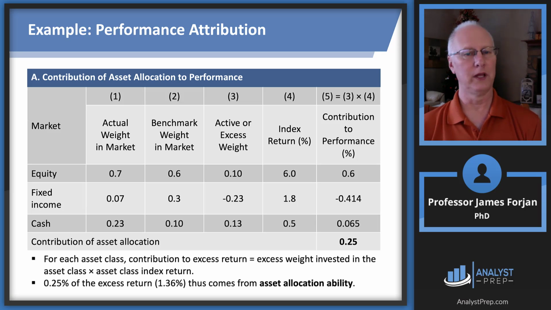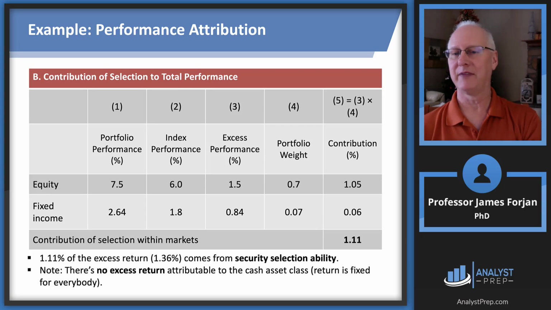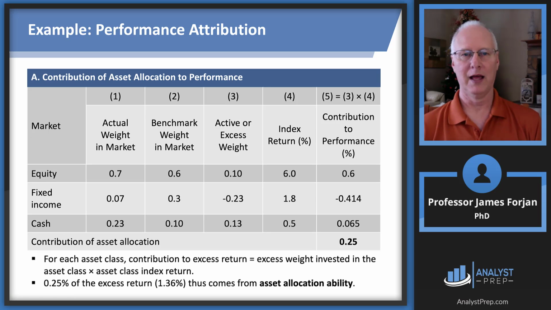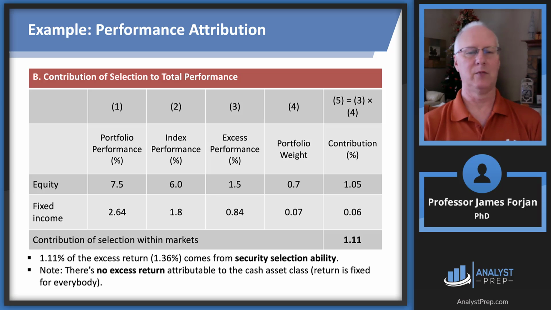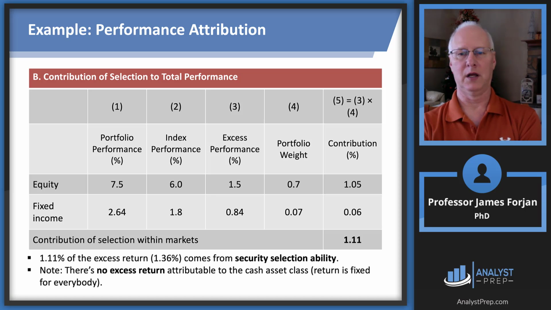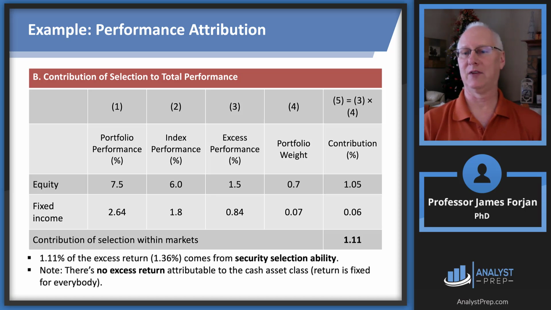So then, hopefully you guys know that my lectures are generally linear. So we probably have to have another table, right? So we had this table, asset allocation. We have to have another table for selection. So we're going to do the same thing. There's equity and fixed income at the bottom. So there's portfolio performance, 7.5 and 2.64. There's the index performance, 6 and 1.8. So there's the excess performance multiplied by that portfolio weight. So that gets us up to 1.11 in column 5.